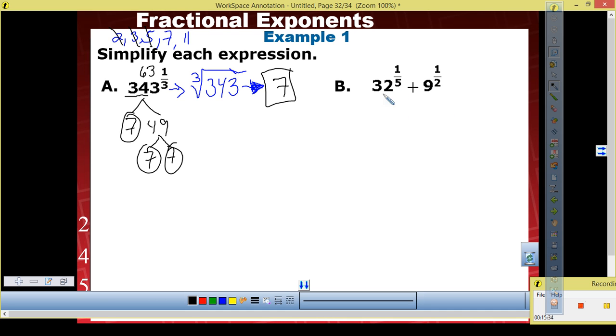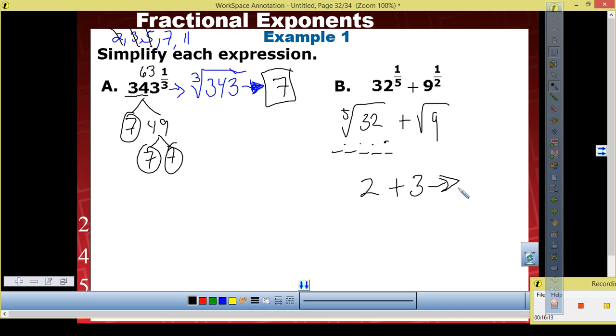Let's rewrite these over here. This is 5th root of 32 plus square root of 9. So, 5th root of 32, which means what number times itself 5 times gives me 32? 2. Plus, what is square root of 9? 3. 2 plus 3 is 5. Kind of, sort of?